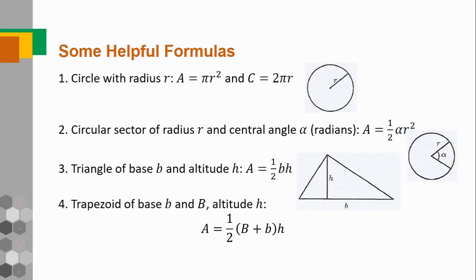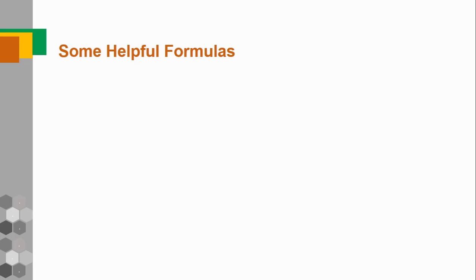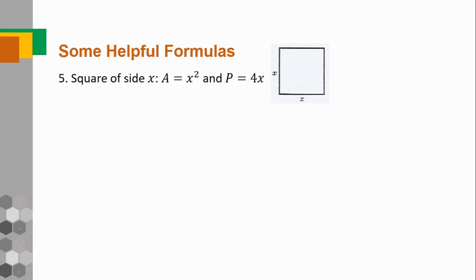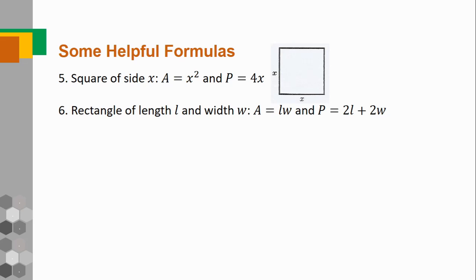Trapezoid of bases small b and capital B, and with altitude h. Its area is equal to 1/2 times capital B plus small b times h. Square of side x. Its area is equal to x squared, and the perimeter is equal to 4 times x. Rectangle of length L and width W. The area is equal to L times W, and perimeter equals 2L plus 2W.